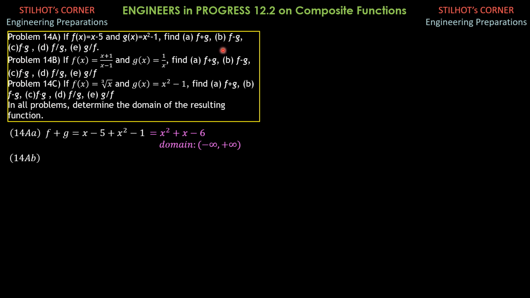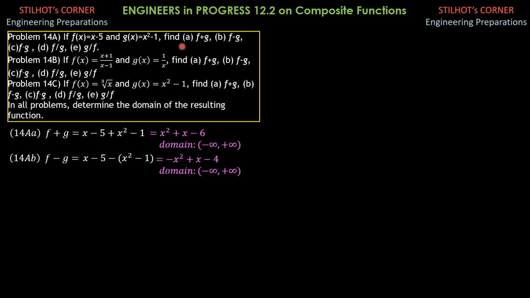14b, f minus g, so that's x minus 5 minus quantity x squared minus 1. Simplifying, that's negative x squared plus x minus 4. So that's the resulting function, and the domain is the set of real numbers. There's no denominator, and there's no radical also.